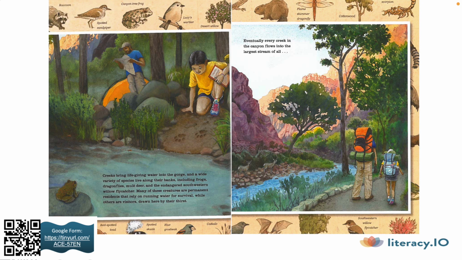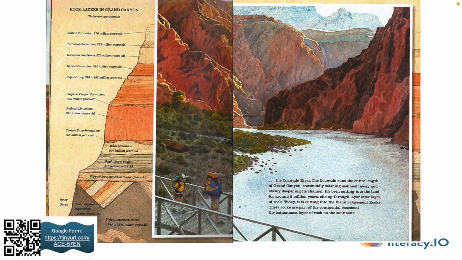Eventually, every creek in the canyon flows into the largest stream of all, the Colorado River. The Colorado runs the entire length of Grand Canyon, continually washing sediment away and slowly deepening its channel. It's been cutting into the land for around 5 million years. Today, it is cutting into the Vishnu Basement rocks. These rocks are part of the continental basement, the bottommost layer of rock on the continent.